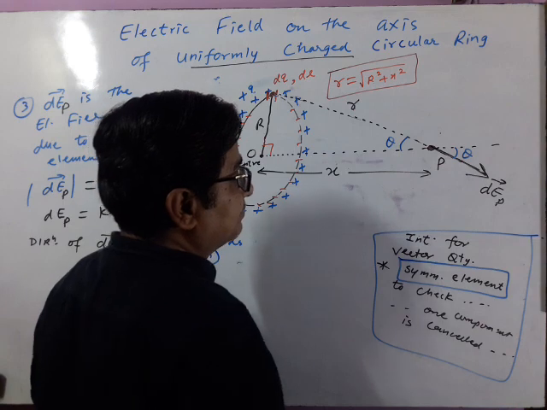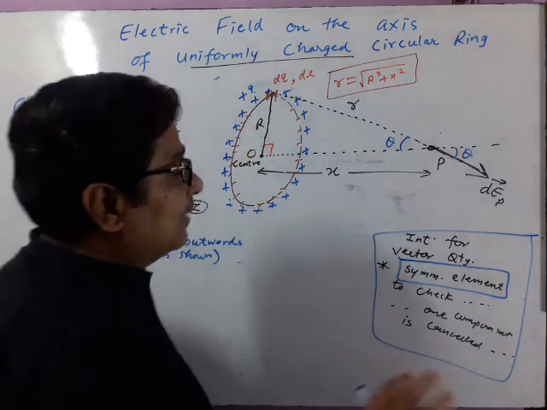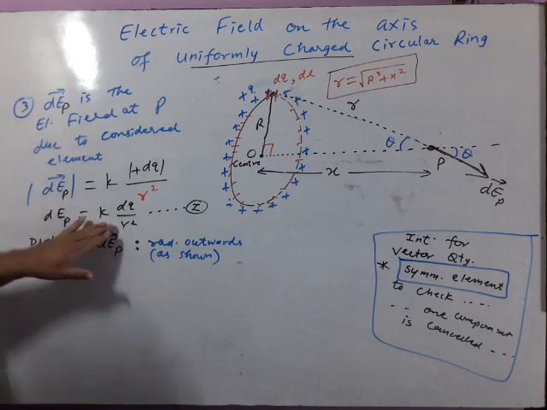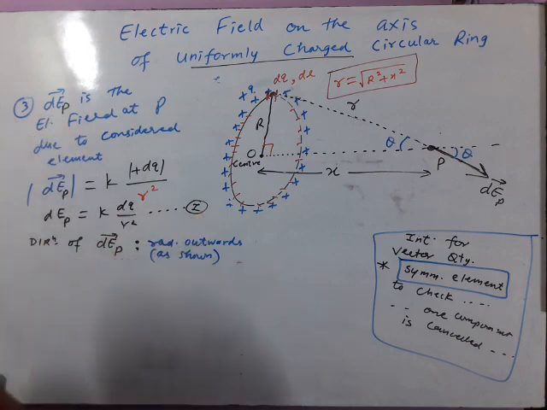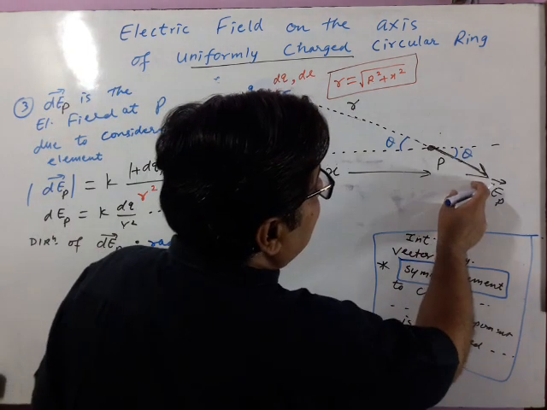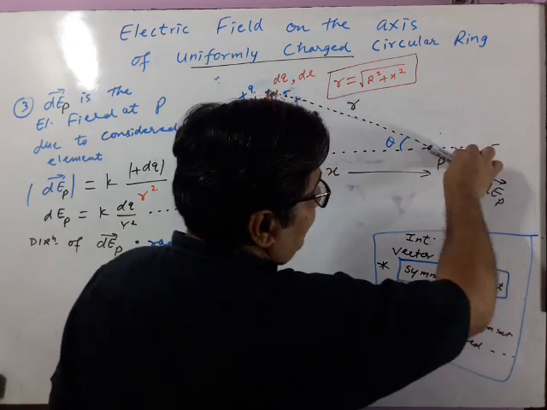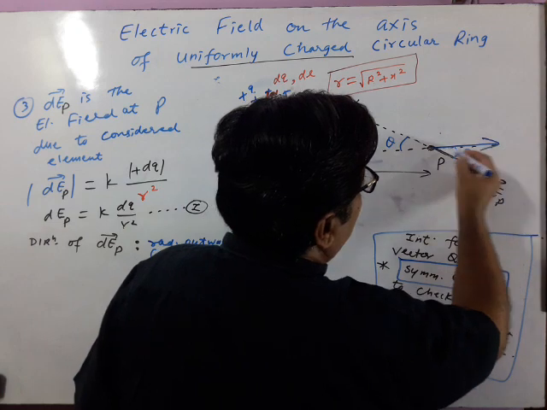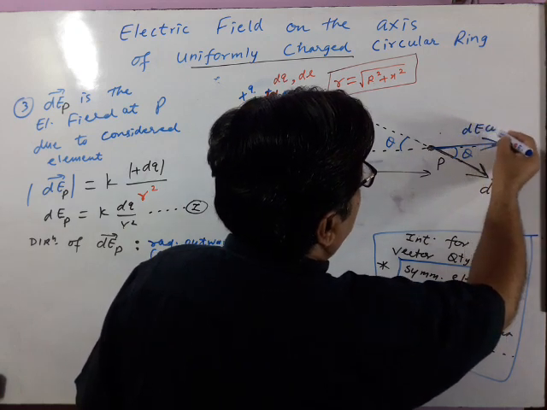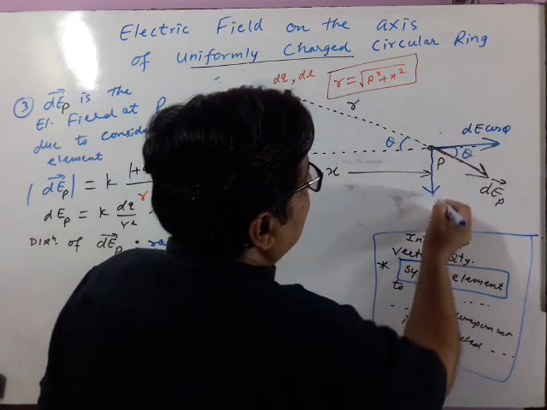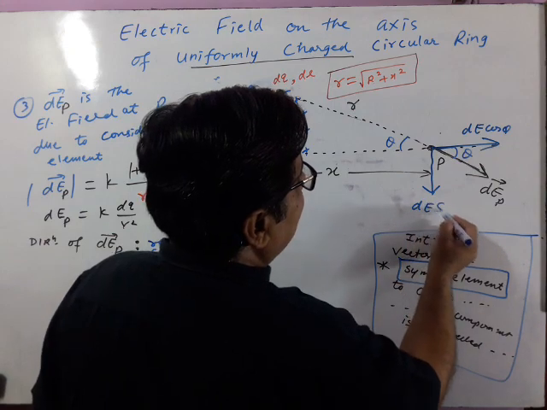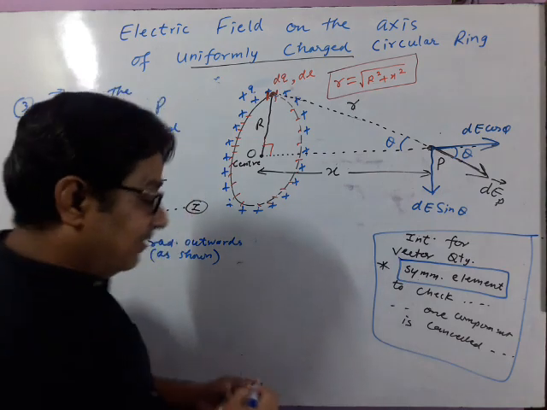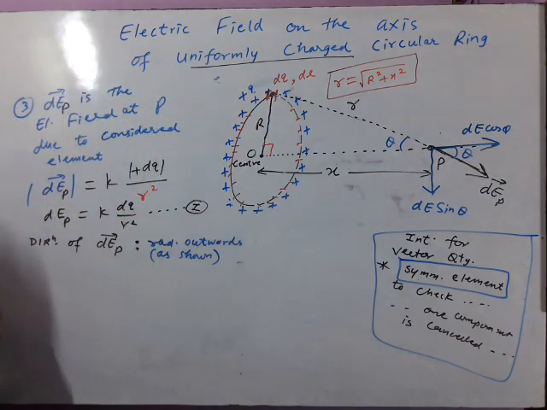Let us start. Up till now you have learned that the small electric field magnitude is K dQ by R square and the direction is that. So what to do? Resolve this into two components. See the tip of the pen in the direction of dE. So this is one component, dE cos theta. This is another component, dE sin theta.